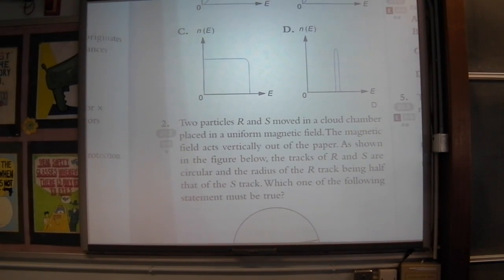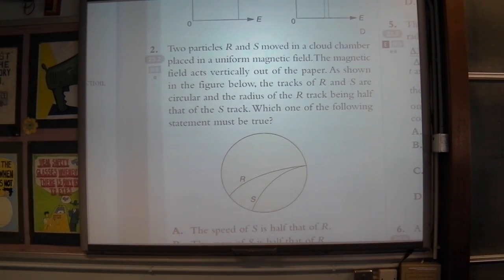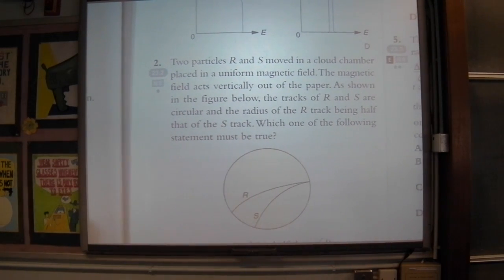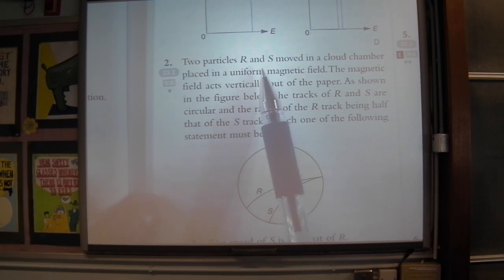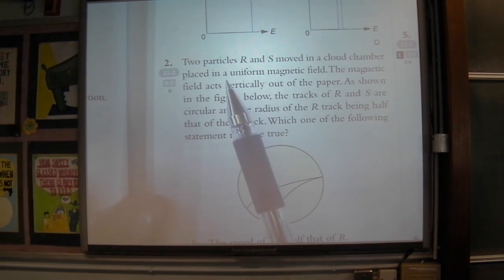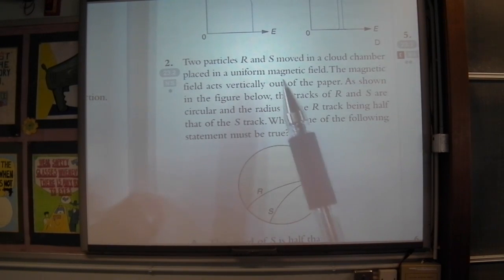Okay. Now question number 2. Well, this one involves a little bit more discussion. It is a little bit more complicated. So be careful. Two particles, R and S. The question does not tell you what they are. We don't know whether they are alpha particles or other kinds of charged particles. We have no idea. We only know that they are particles.